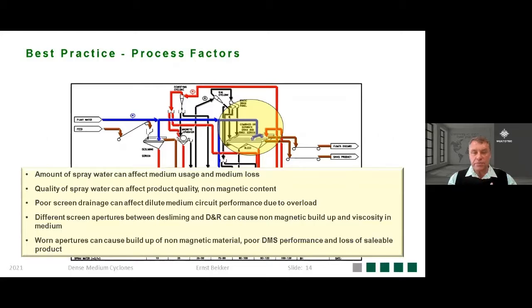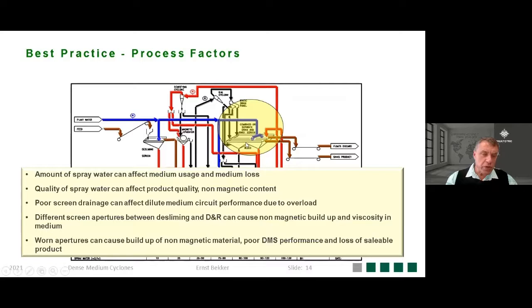Poor screen drainage can affect the dilute medium circuit performance, meaning that if you can't drain all the media on your first section, it's going to run over to the dilute section, and now there's a higher load on the magnetic separator. Then there are different screen apertures between the drain and rinse screen and the desliming screen.